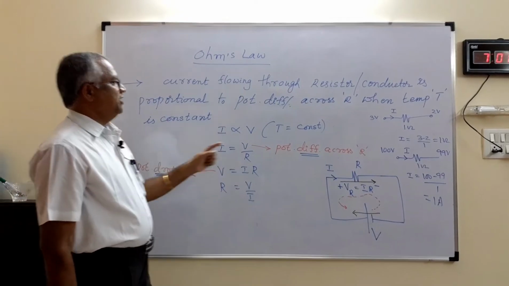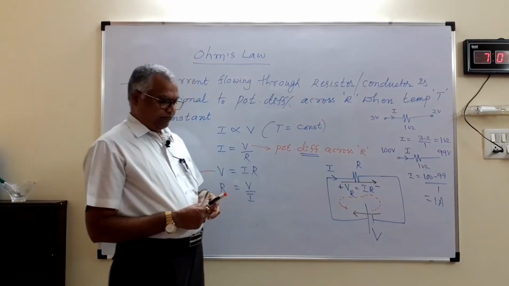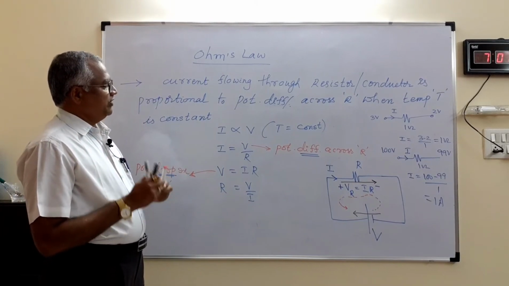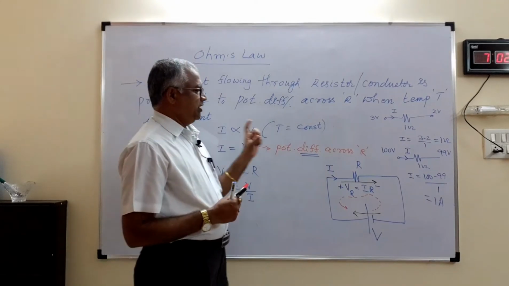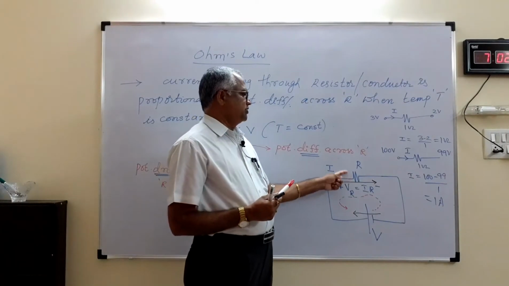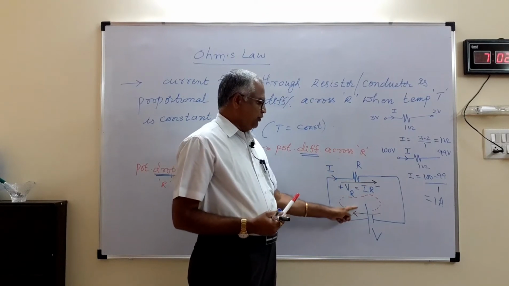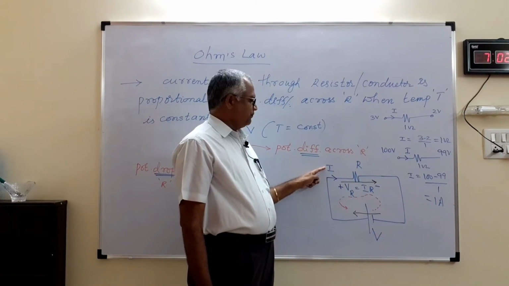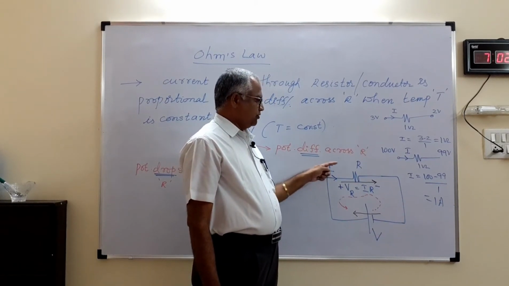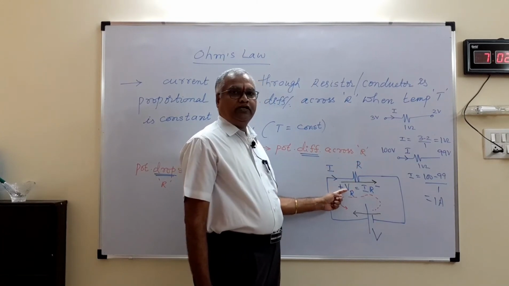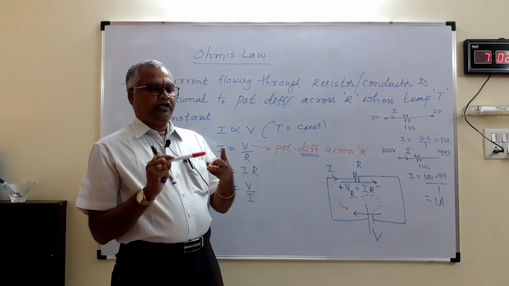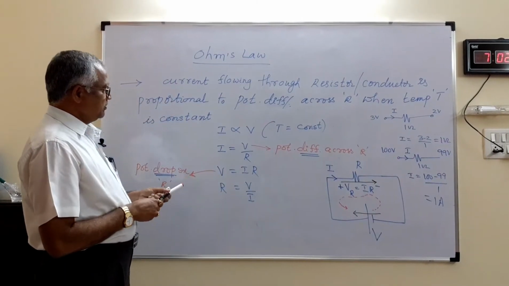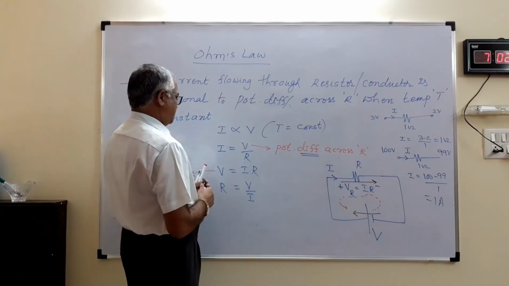And this law is valid when temperature T is constant. Why should temperature be constant? When temperature is constant, material properties remain constant. So resistor value is also constant. When you apply voltage V of known value, this is fixed, then you can calculate current. Or if current is known and resistor value is known, you can find the drop. So out of these three, any two given, the third one you can find. So therefore, Ohm's law is in simple form when temperature T is constant.